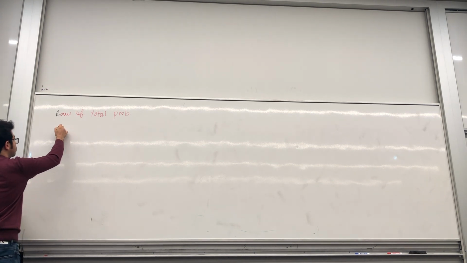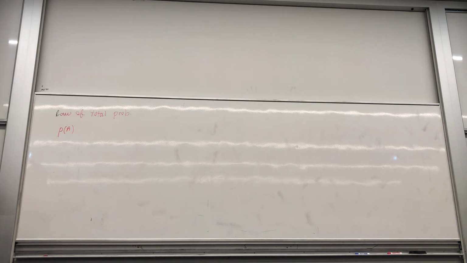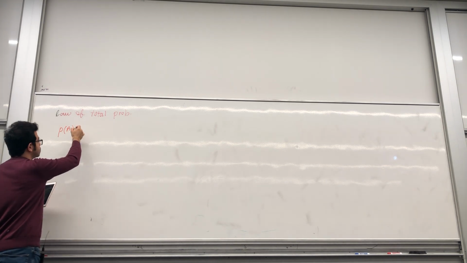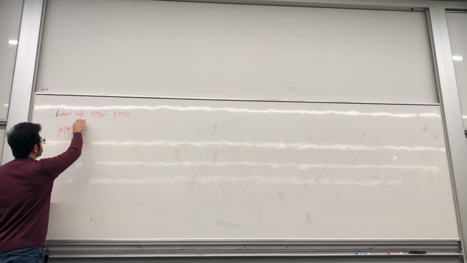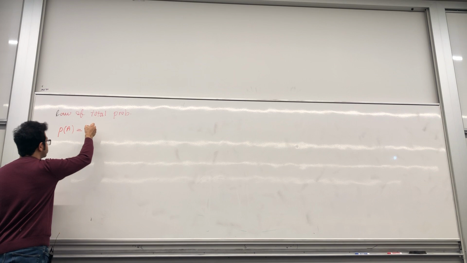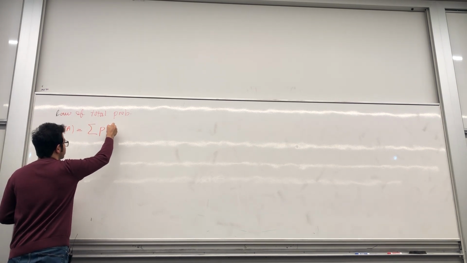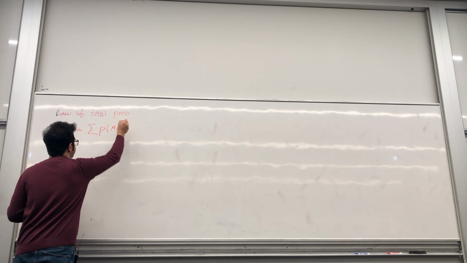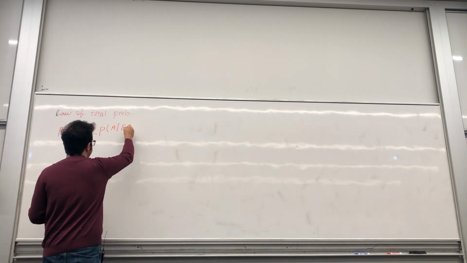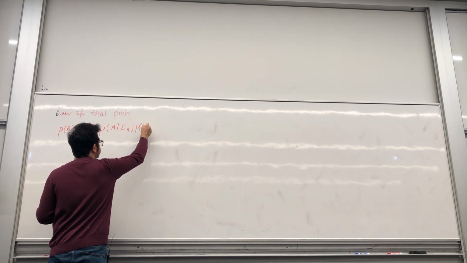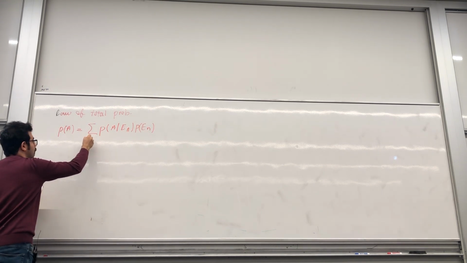Find the probability of event A. If event A depends on some other events, I can use the law of total probability to find it as the probability of A conditioned on some other events times the probability of those events, summed over n, right?